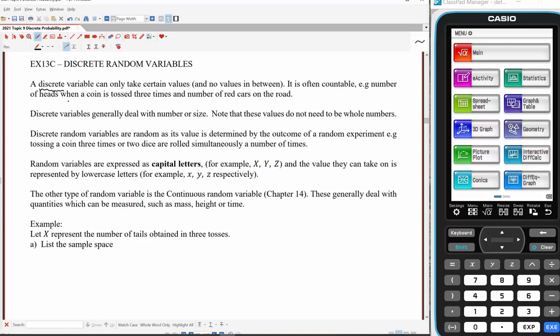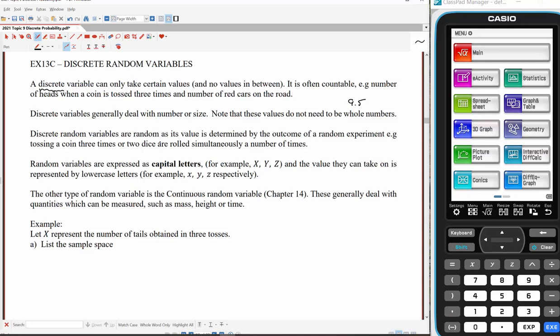So number of heads when a coin is tossed 3 times, you might get 0, 1, 2, or 3. Number of red cars on the road, there goes 1, there's another one, 2, there's another one, 3. So we're counting the number of. They generally deal with number or size, and note that these values do not need to be whole numbers. So I could say how many people came into the building wearing size 9.5 shoes.